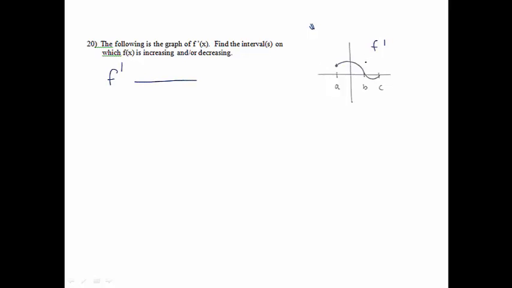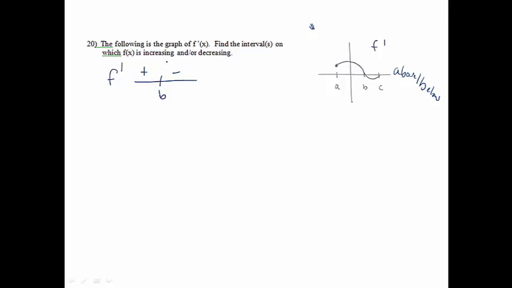Okay, if I'm given a picture of f prime and I'm making an f prime chart, since it's the same level, we will be looking above and below the x-axis. So this picture is above the x-axis until I get to b. So my f prime will be positive, and then it drops below the x-axis between b and c, so my answer will be negative there.